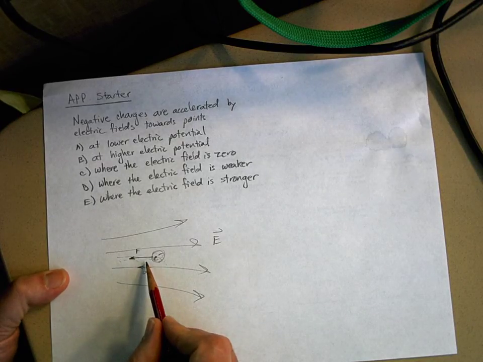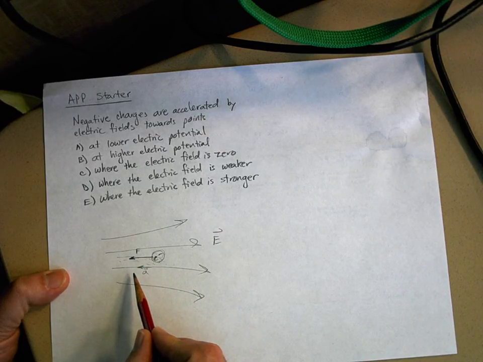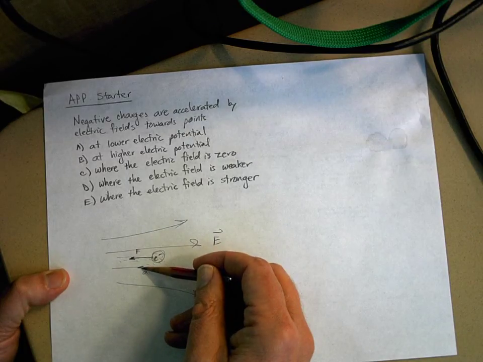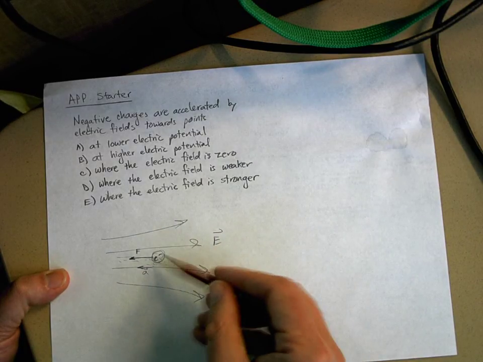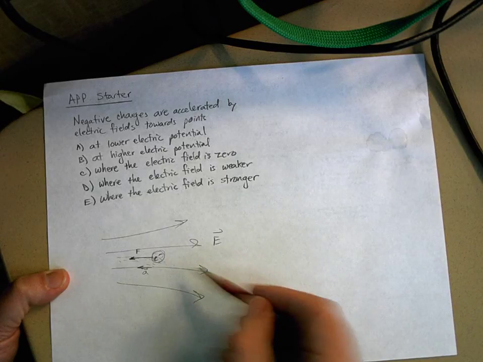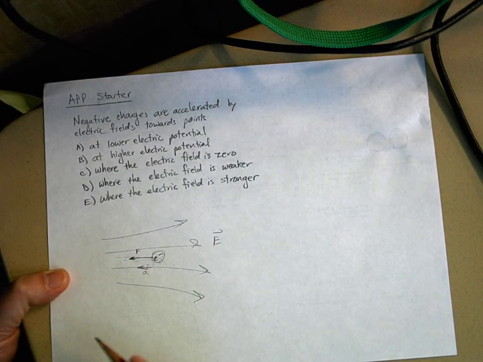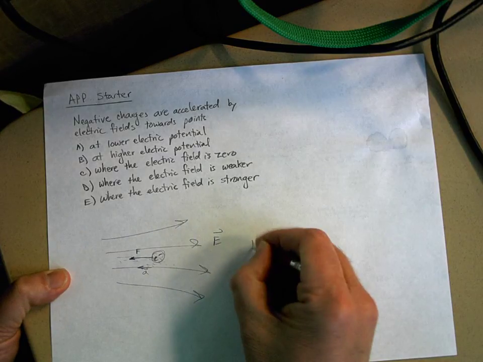Well, it's like climbing a hill. It's like walking up a steep hill. You're gaining potential. And so the direction of the acceleration anyway, not necessarily its motion, but its acceleration, will be towards a higher potential. So the answer is B.